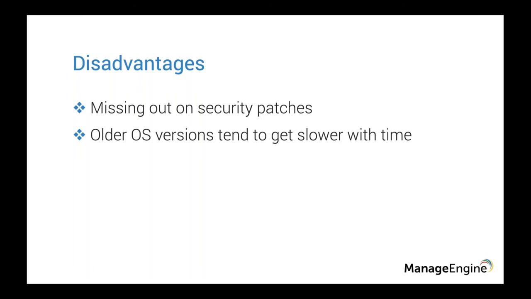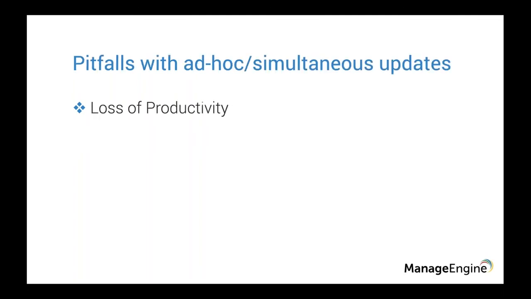Also, another major disadvantage is that older OS versions tend to get slower with time. Now, what if you go ahead and simultaneously update, or at least on an ad hoc basis, update all the devices with the latest OS versions? What are the pitfalls? There is, of course, going to be loss of productivity because your end users might be working on certain critical tasks, and if an OS update is forced at that particular time, their work would get affected.